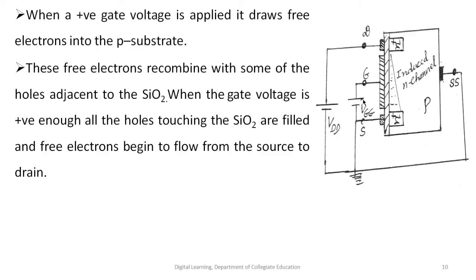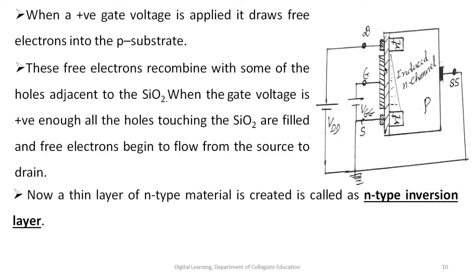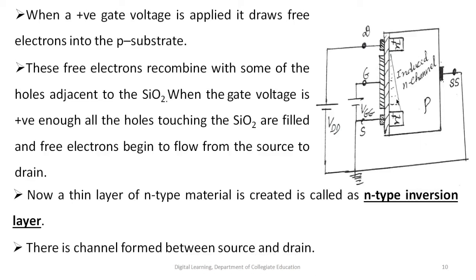So with a further increase in the gate to source voltage, the free electrons flow from source to drain. Now a thin layer of N-type material is created. Here a thin layer of N-type material is created, that is called the N-type inversion layer. This is not an actual layer, this is an induced N channel. So there is a channel formed between the source and drain. There is a virtual channel formed between the source and drain so that the electrons will flow from source to drain.